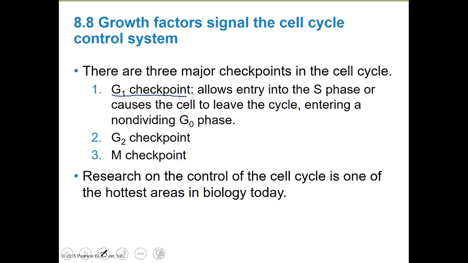We have G1, which allows entry into the S phase. Remember, that's our synthesis, our DNA replicating phase, where we're making copies of the genetic material. It can also cause the cell to leave that cycle, entering a non-dividing G0 phase. Second, we've got a G2 checkpoint, and then we have an M checkpoint, which would be for mitosis.